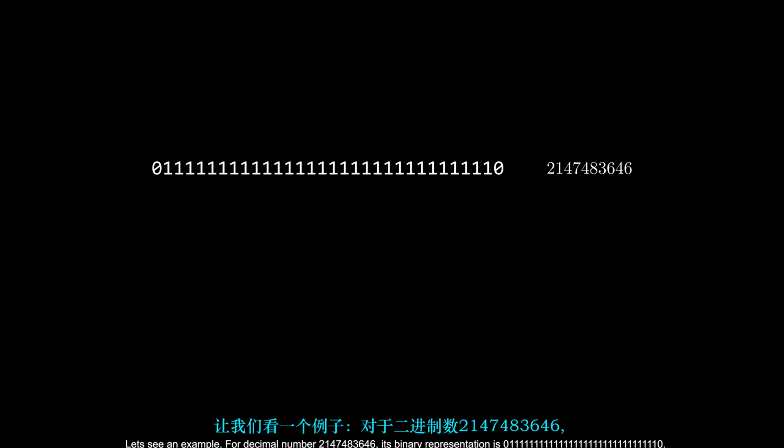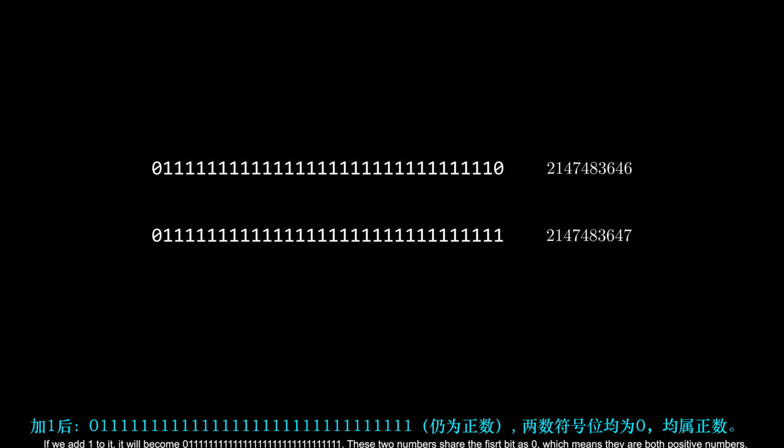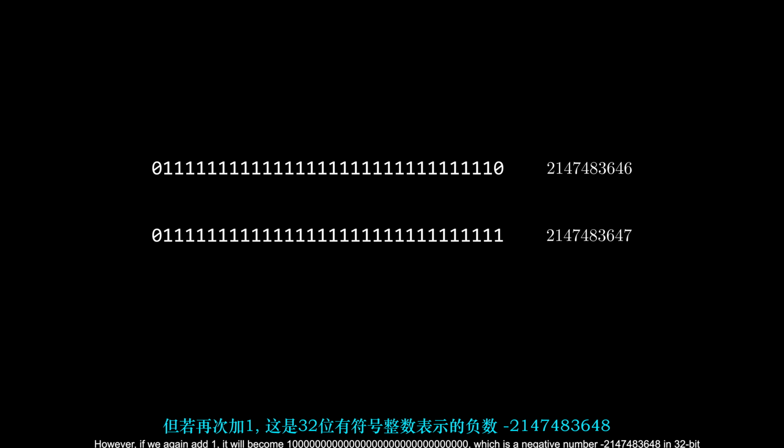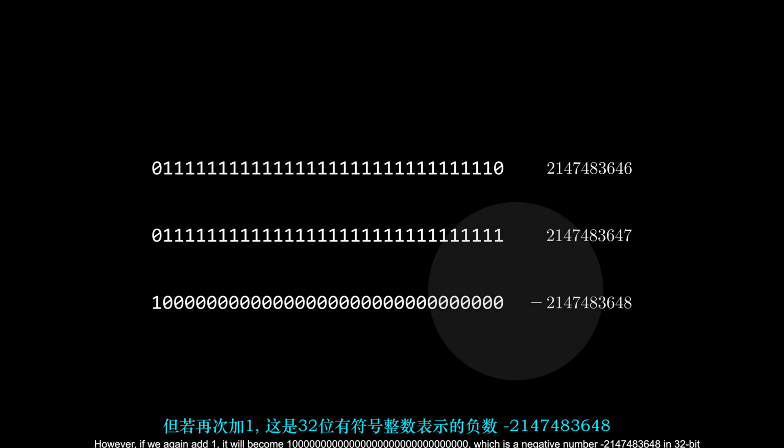For decimal number 2147483646, here we have the first bit and the last bit as 0, and the other 30 bits are 1. If we add 1 to it, it will become 0 with another 31 ones. These two numbers share the first bit as 0, which means they are both positive numbers. However, if we add 1 again, it will become 1 with another 31 0's, which is a negative number, minus 2147483648.